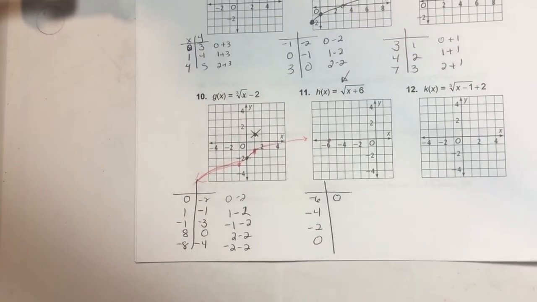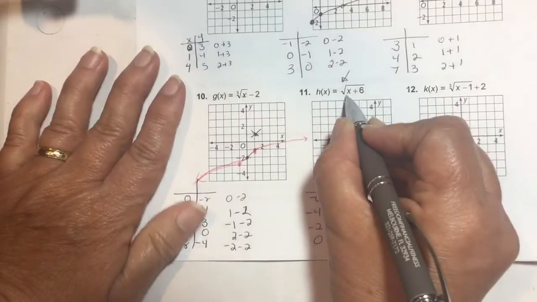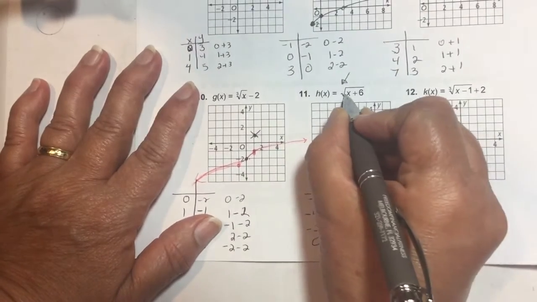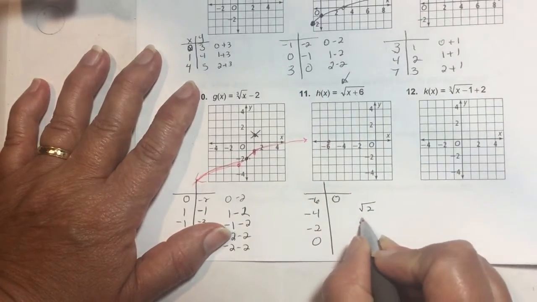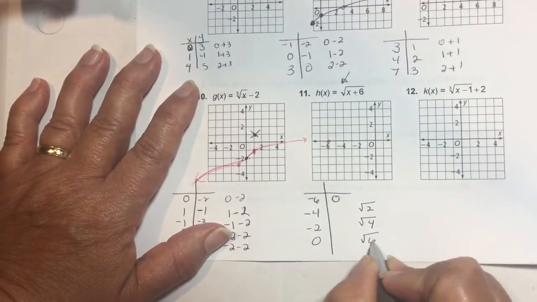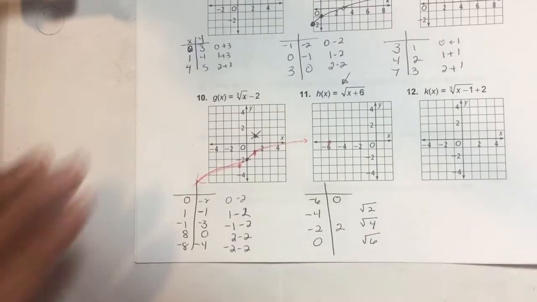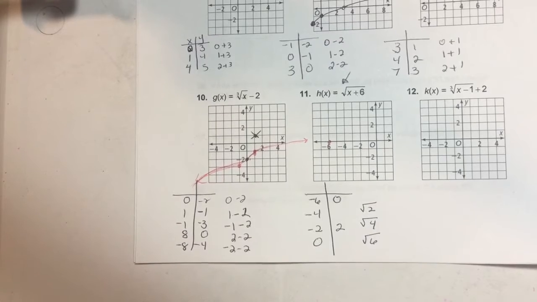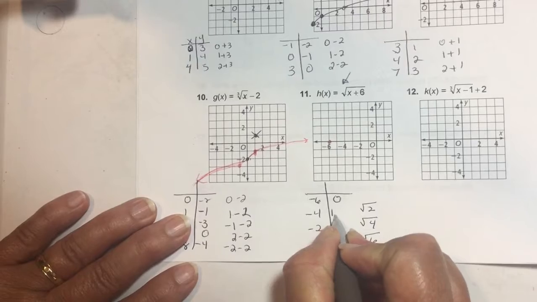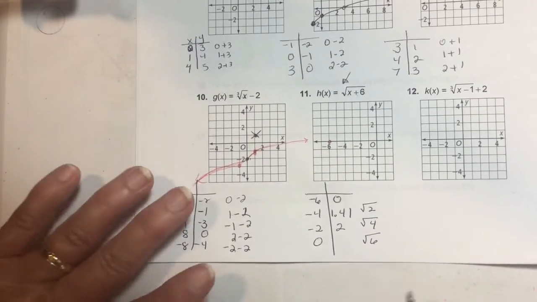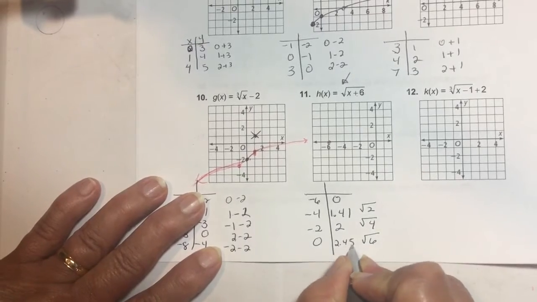Let's just do those. So if I have a -4 plus 6, that's 2. This would be the square root of 2. If I have a -2 plus 6, that's a 4, the square root of 4. If I have 0 plus 6, I have the square root of 6. Well, this one's easy. That's a 2. The others I'm going to need to use my calculator. The square root of 2 is 1.41 approximately, and the square root of 6 is about 2.45 approximately.